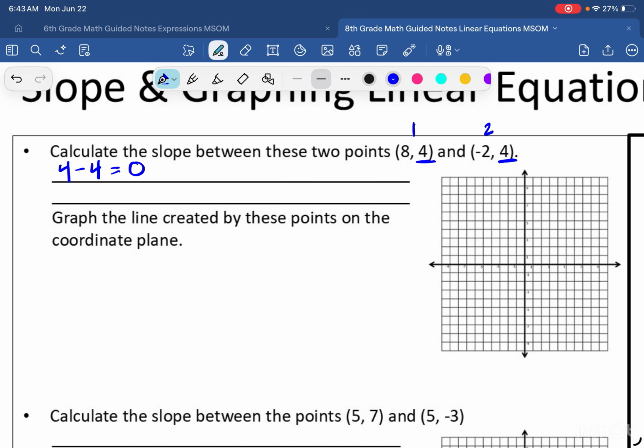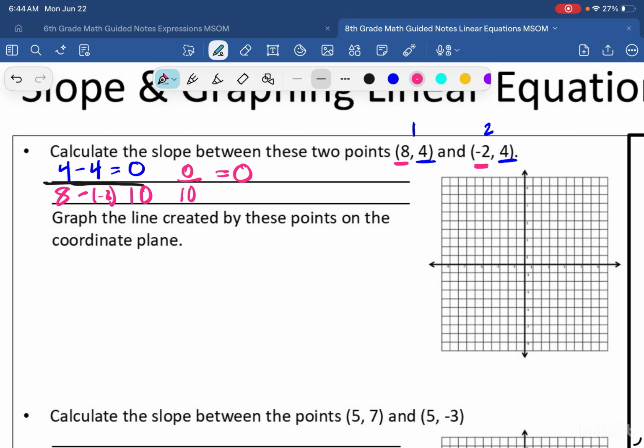And let's just do this like this. So I'll have my numerator there and my denominator on the bottom. So I'm going to use my 8 first because I used the 4 first. So 8 minus a -2. 8 minus a -2 is 10, because that's the same as 8 plus 2. So my slope is 0 over 10, which is the same as 0.